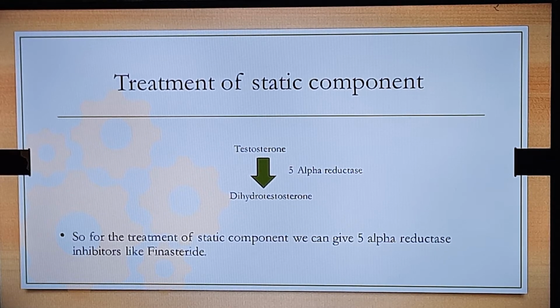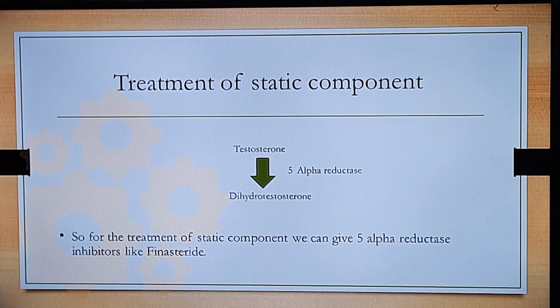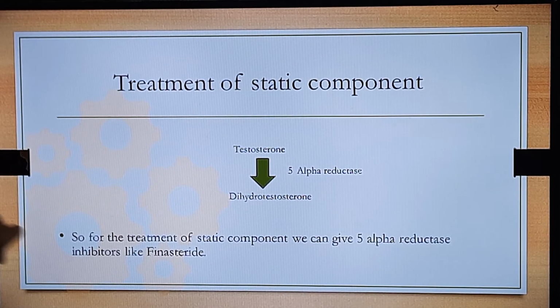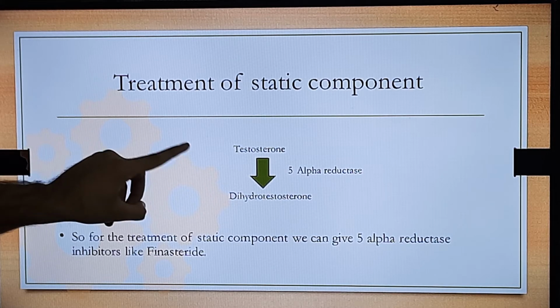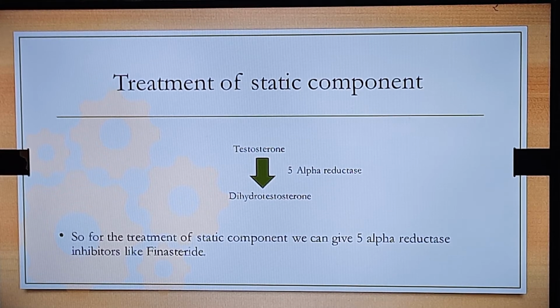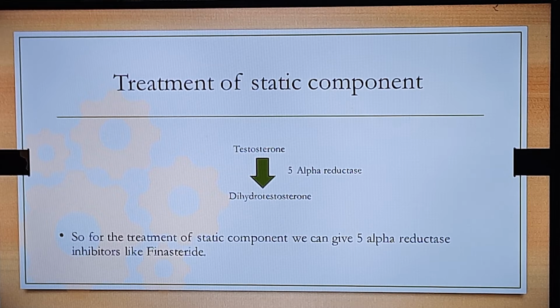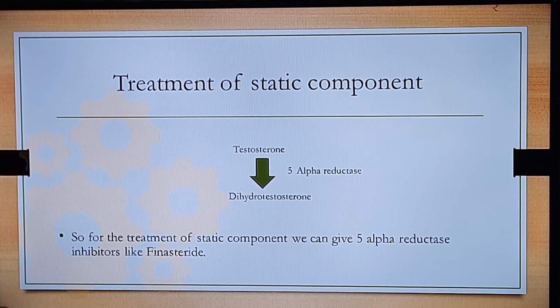Now just think कि अगर मेरे को static component को treat करना है, and if I block this particular enzyme that is 5-alpha reductase, so जो conversion of testosterone हो रहा था to dihydrotestosterone वो नहीं हो पाएगा, and relatively जो size of prostate है वो कम होती जाएगी, and the name of that particular drug which is blocking our 5-alpha reductase enzyme is finasteride. So remember, ये जो finasteride होता है, that is useful in the treatment of static component.